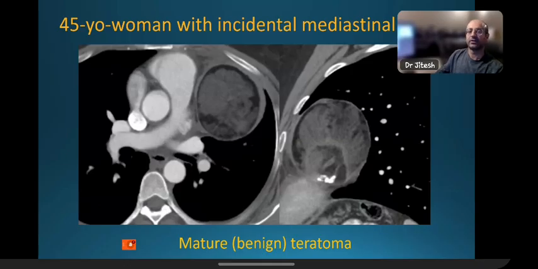So based on this imaging, we now have a very discrete tumor containing fat and calcification. This could be a calcification or this could be a tooth, right? Because these tumors can contain tissues from any of the germ cell layers. So this could be a tooth or calcification. So this is a case of a benign mature teratoma.